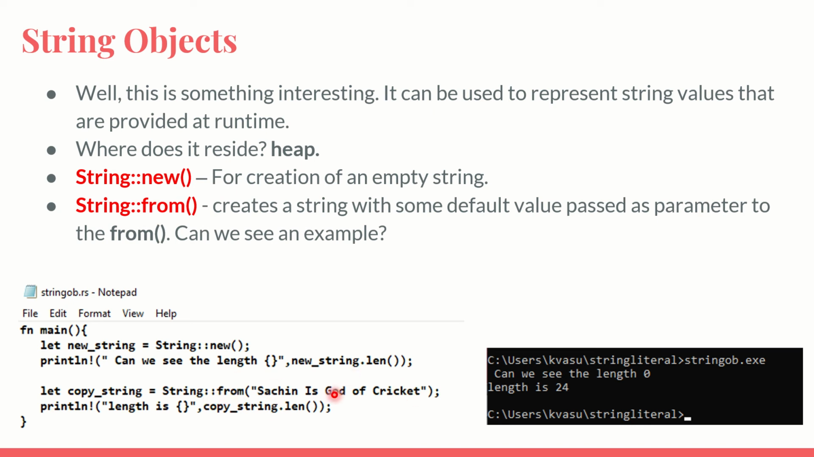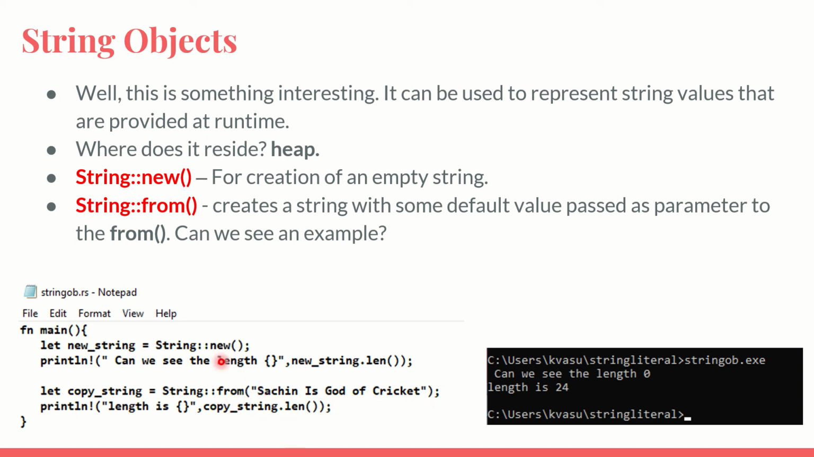This is the source now, and this source is going to be used in the string. So I'm going to use it as the source. I'm taking it from. Now we are going to print the length of the string. So println! length is copy_string.len. So what will I get? I'll get the length of this string.